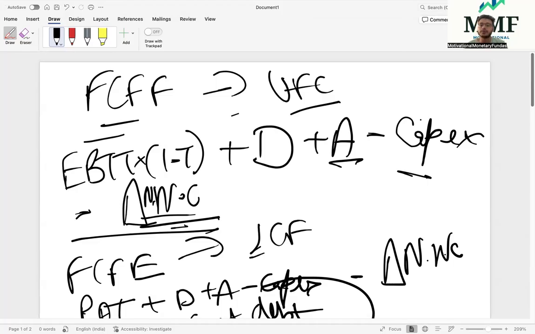So these are the two major types of cash flows that we shall be using in the DCF modeling. Any questions as of now? So these are the two major things that we have to focus upon. In the next session, we shall be discussing the cost of capital, cost of debt, cost of equity.